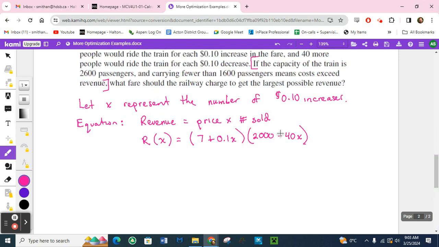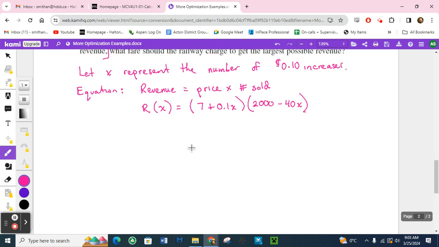I think I'm going to do that. Miss Plattner would not be happy with me. I'm going to maybe just split my page in half here. And on the right, let's talk about domain. Let's talk about the domain of our revenue function.